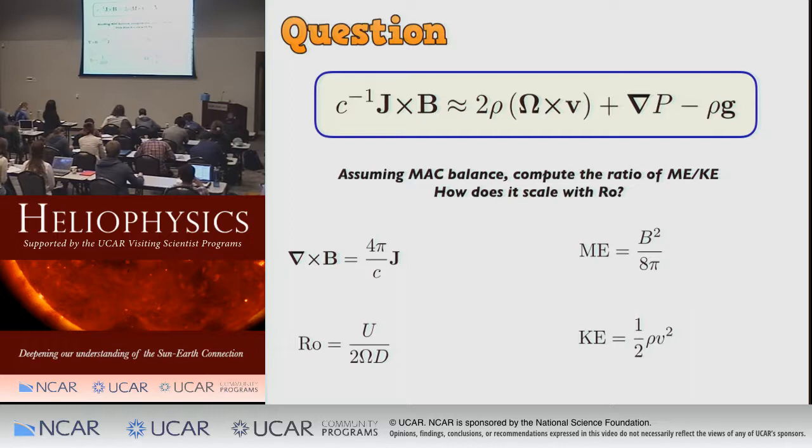And this is good practice in MHD or fluid dynamics. A lot of it's based on these dynamical balances and the non-dimensionalization of different terms and looking at which terms dominate, which terms scale with others.